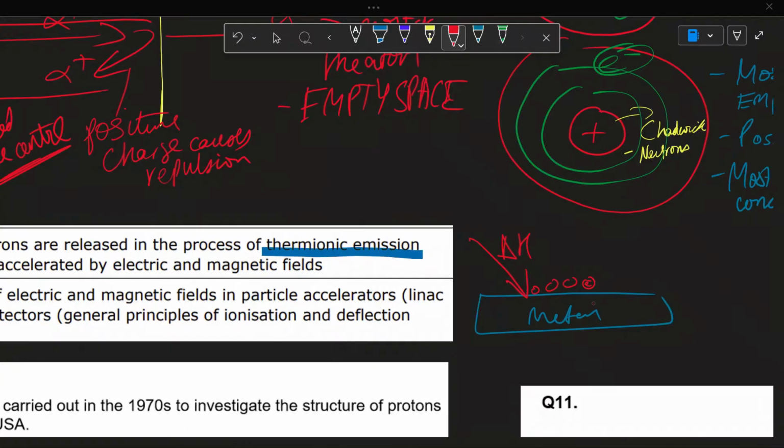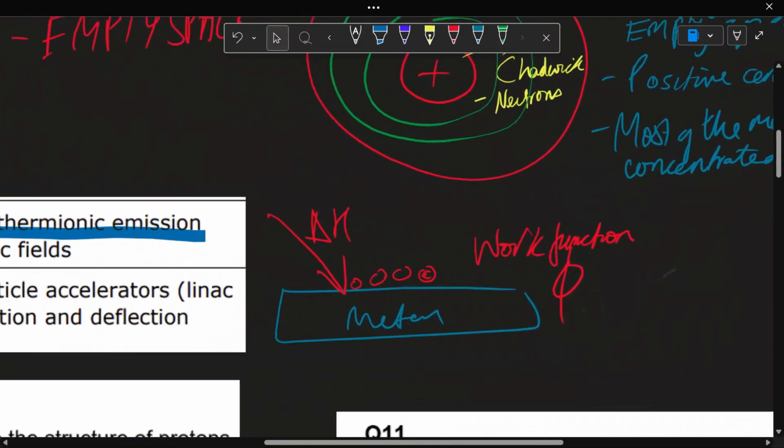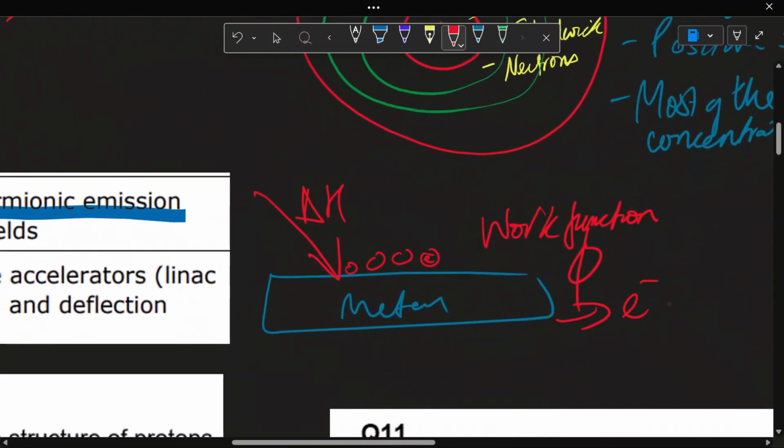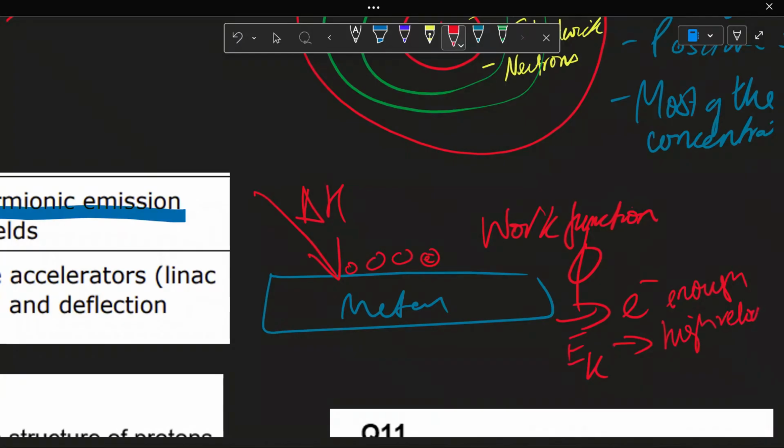So essentially, when the electrons have enough thermal energy to exceed the work function, that's why it's called the minimum energy needed for thermionic emission, work function represented by phi, then electrons have enough kinetic energy, so high enough velocity to escape the lattice and essentially boil off the surface and move as an electric current.